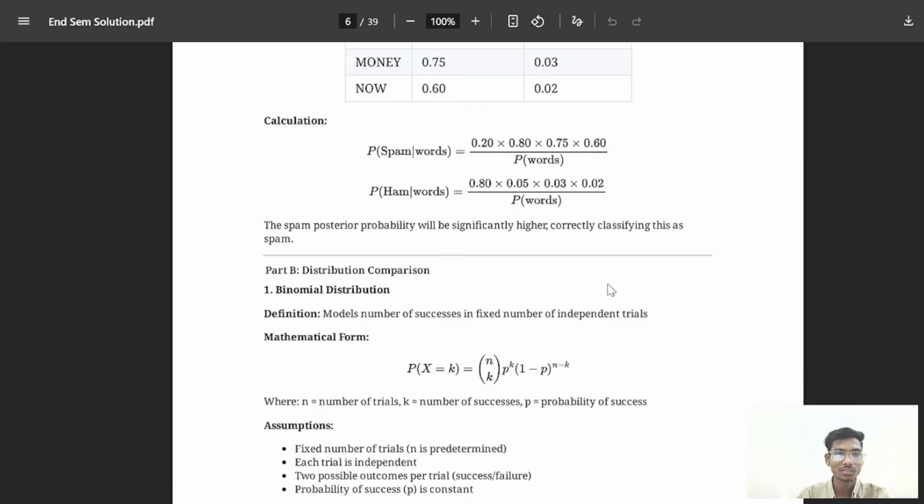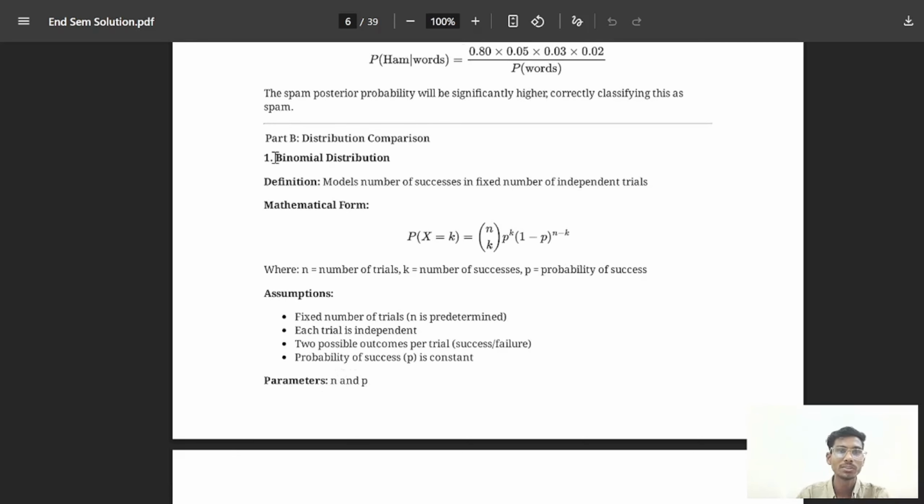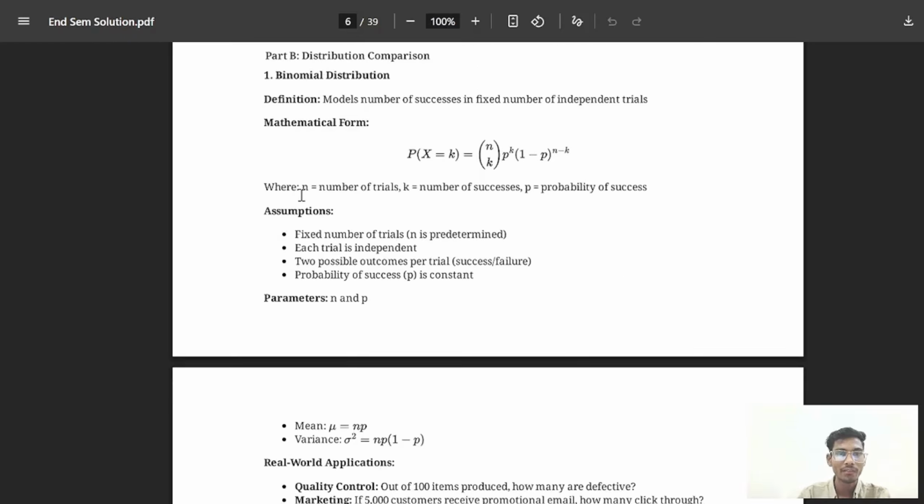So let's solve this. Binomial distribution. What is binomial distribution? Models number of successes in a fixed number of independent trials. Its formula is mathematical. P of X equal to k, the sum of n choose k, p to the power k, 1 minus p to the power n minus k, k from 0 to n. Okay, where n is number of trials, k is number of successes, p is probability of success.